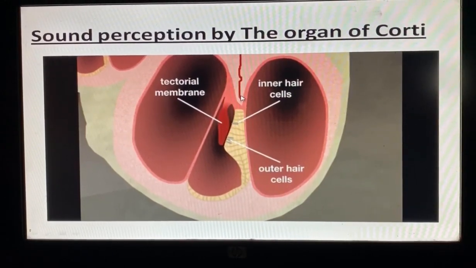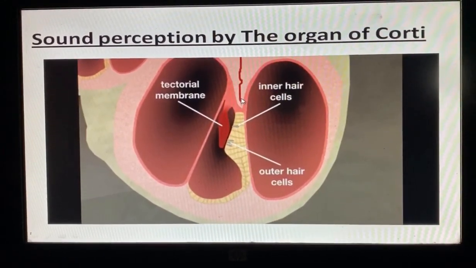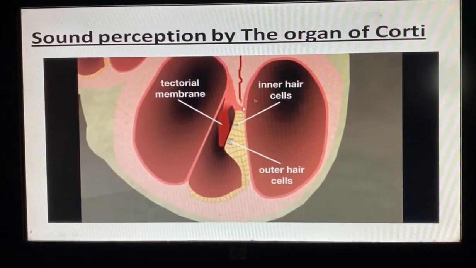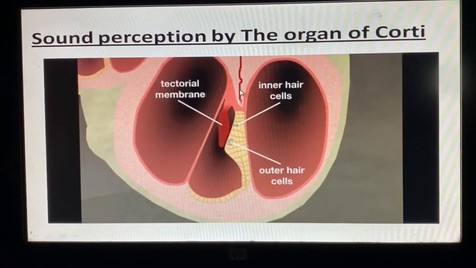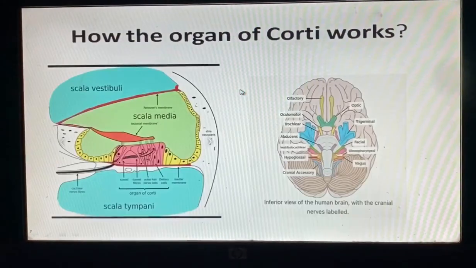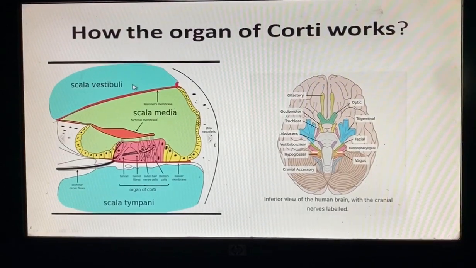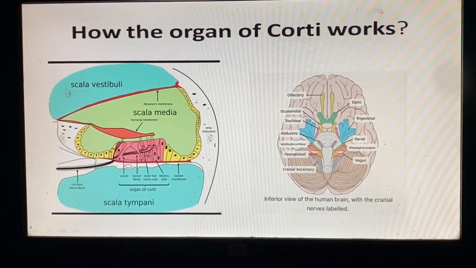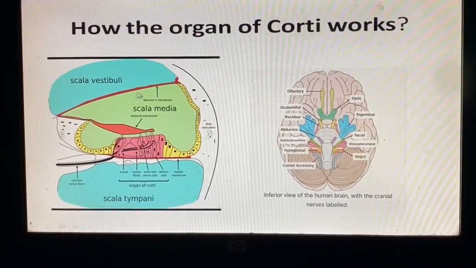You can find it in the neurotransmission portion of the same chapter on the nervous system. Okay, let's go next. The scala vestibuli, that means the first chamber, and this is the resonance membrane.